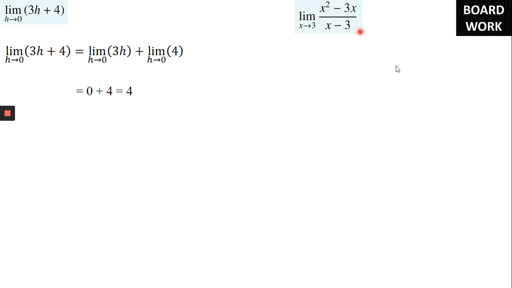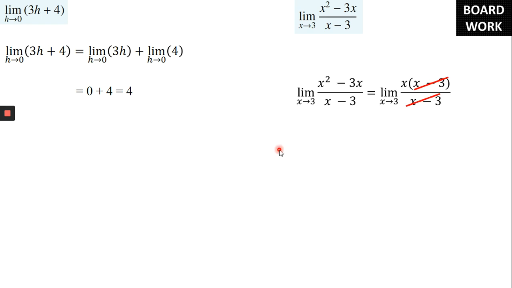This one here. Okay, well, I'm thinking that hopefully this one will factorize. So we can just cancel those and we'll just end up with x. So the limit as x approaches 3 of x is just going to be 3, yeah?